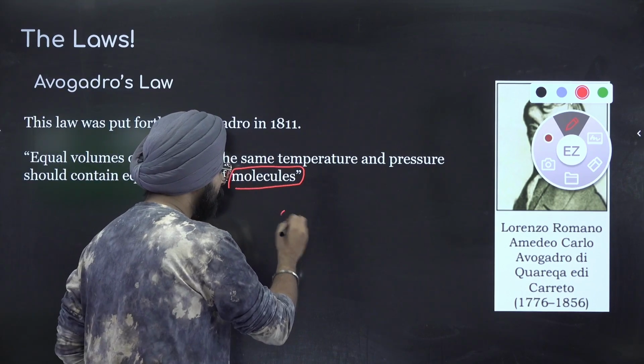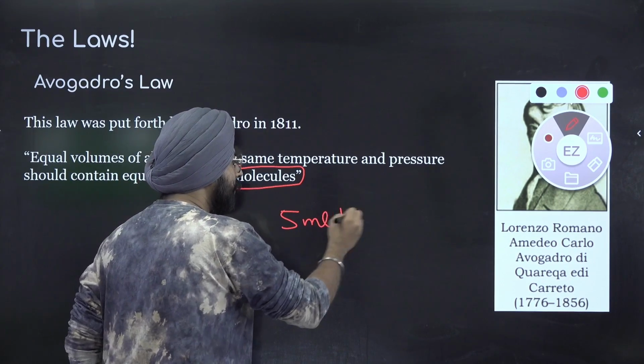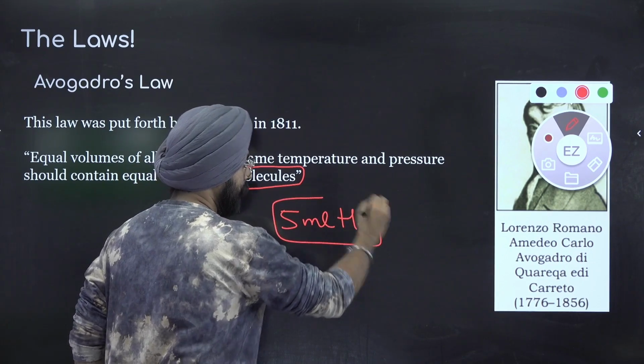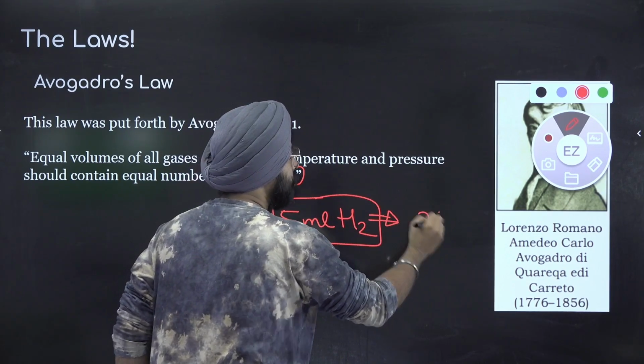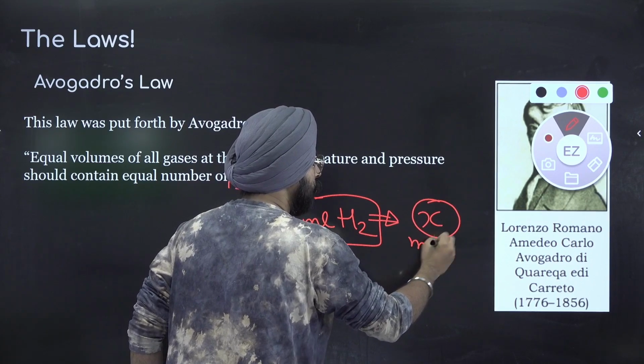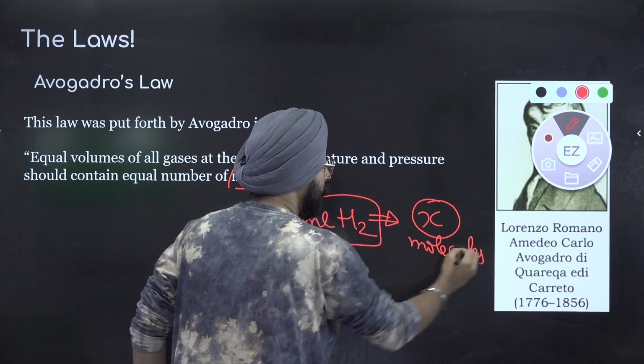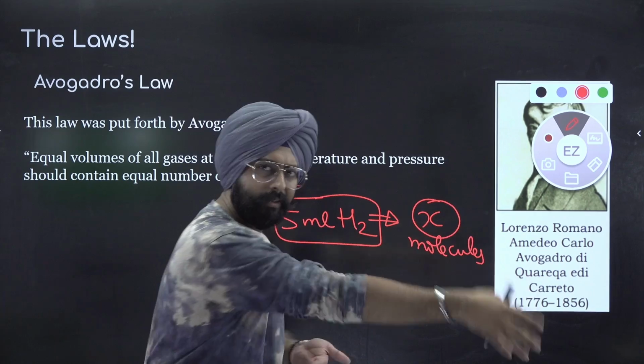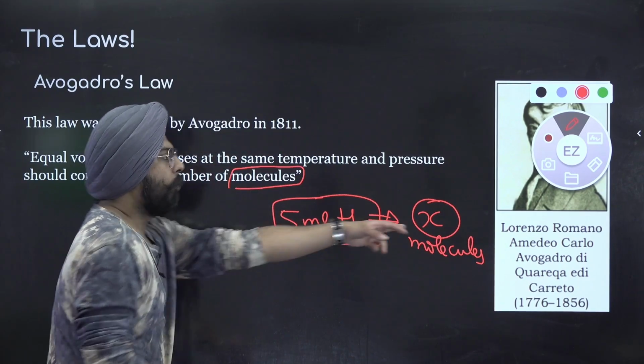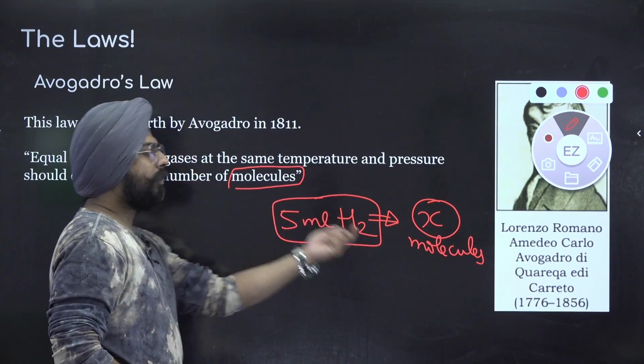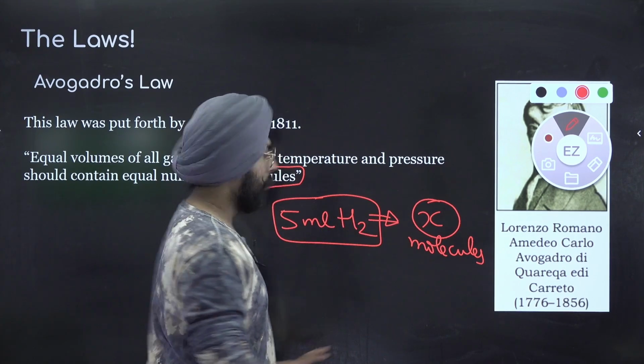What this means is 5 ml of H2. Let's say this has X number of molecules in it. How many molecules are there? We'll learn how to calculate that in the upcoming classes. So right now don't worry about how many molecules there are. But say 5 ml of hydrogen has X molecules.